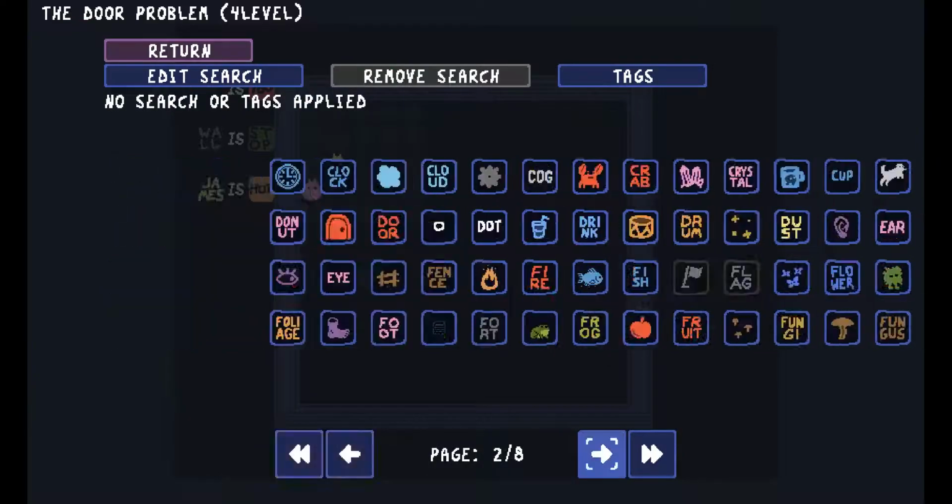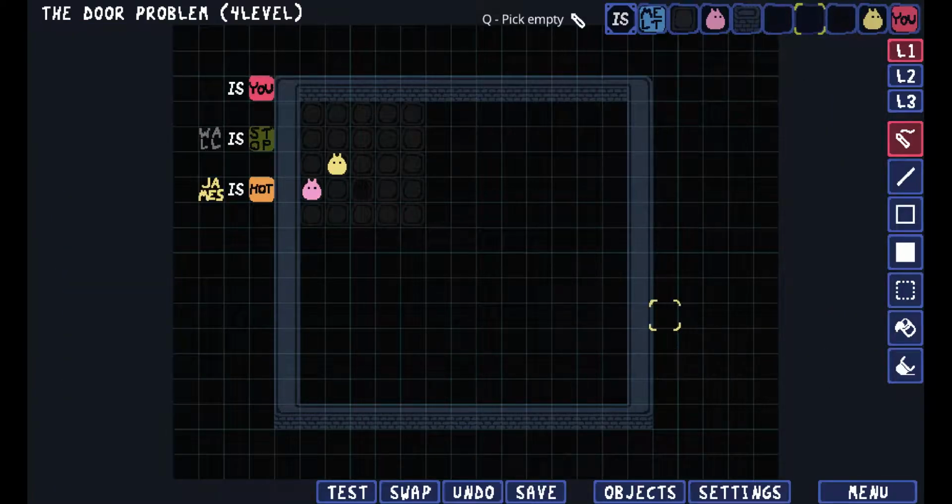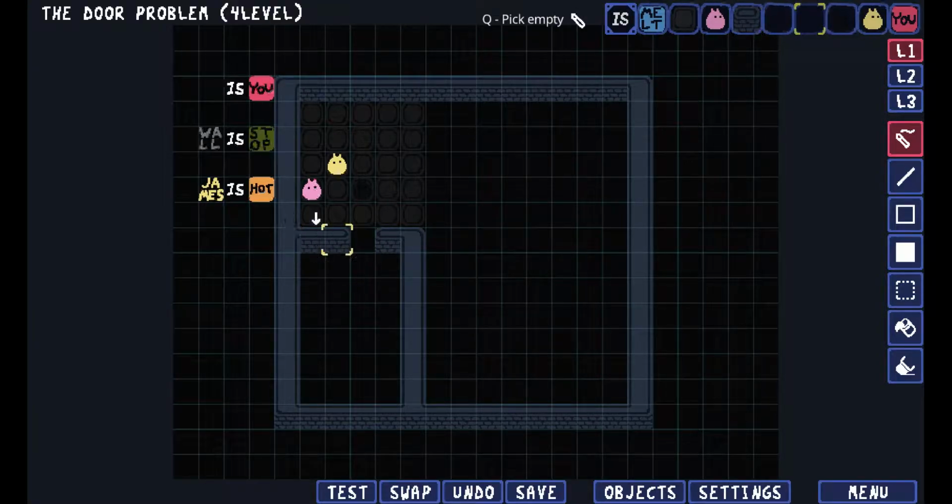Right, we gotta add doors, because why would it be called a door problem if we didn't have doors? We need more doors. Instead of belts, we need doors. Ugh, stop.